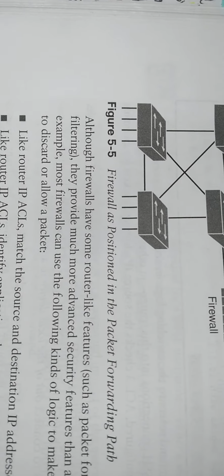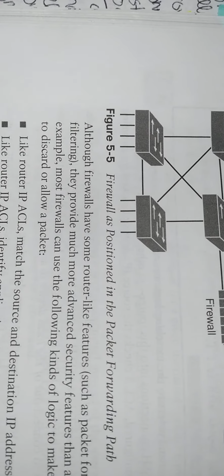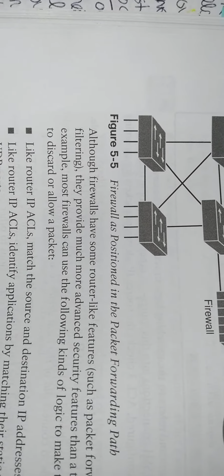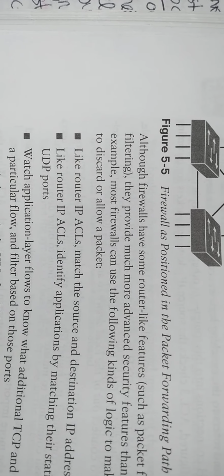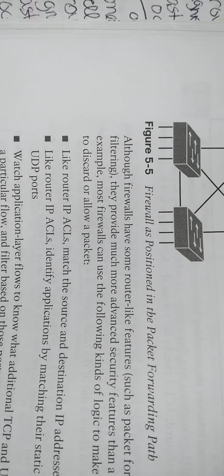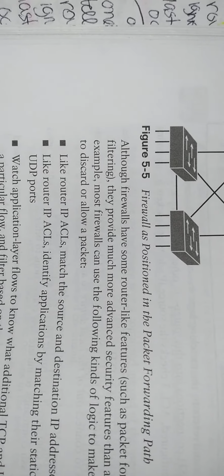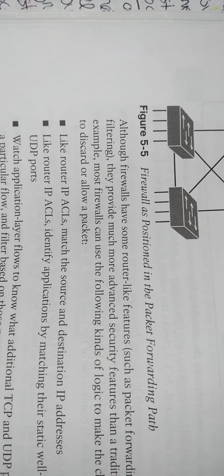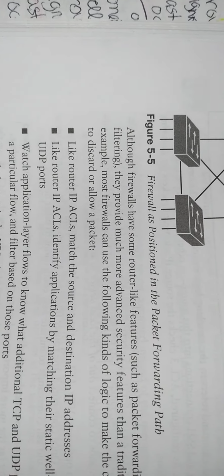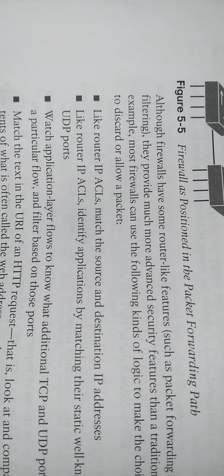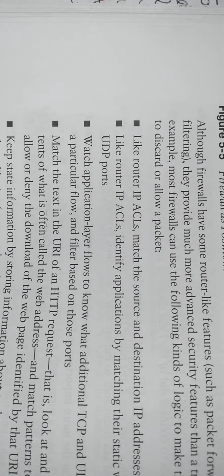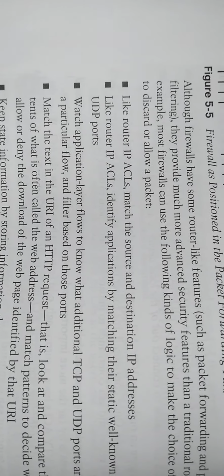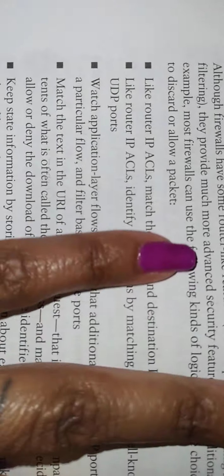Match the text in the URI of an HTTP request. That is, look at and compare the contents of what is often called the web address and match patterns to decide whether to allow or deny the download of the page identified by the URI. The stateful firewall feature provides the means to prevent a variety of attacks and is one of more obvious differences between the ACL processing of a router versus security filtering by a firewall.